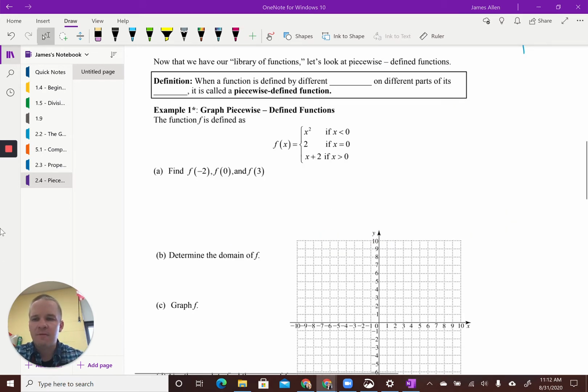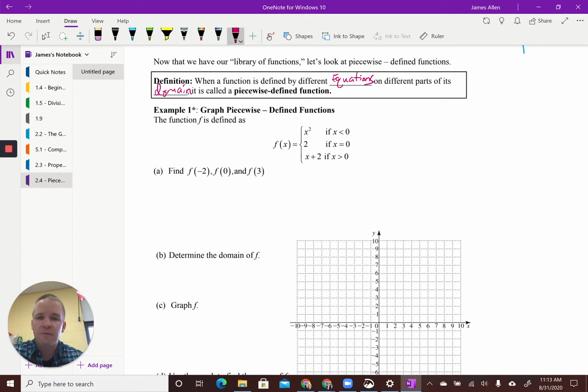All right, so now that we have our whole library, right? Let's start looking at piecewise defined functions. So a piecewise defined function is when a function is defined by different equations on different parts of its domain. That's when it's called a piecewise defined function. Lovely. Again, you've seen these before a little bit, but we're going to work with some here and probably ask a few different questions than you're used to.